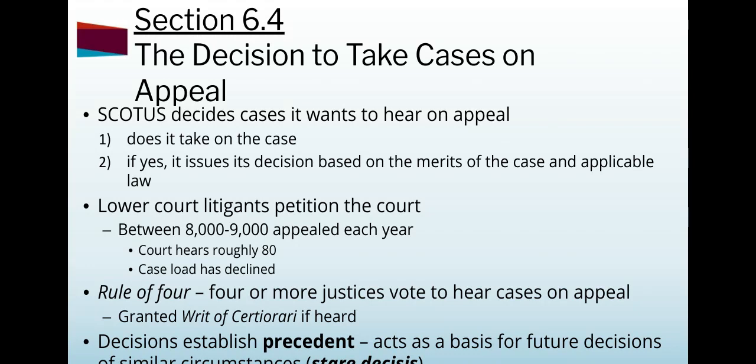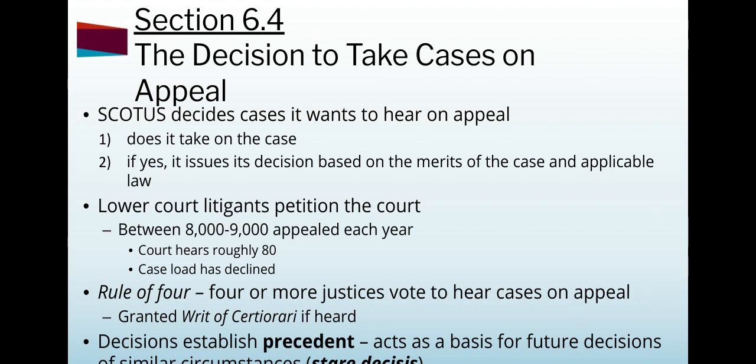So they look at, okay, are we going to take this case? Is it important enough? And if we do, we have to make sure we're being unbiased and solely objective when making these decisions. What will happen is lower court litigants, meaning especially in this case the defendants, will petition the court, please take my case, please, please, please.